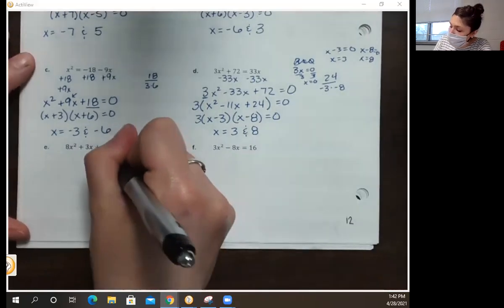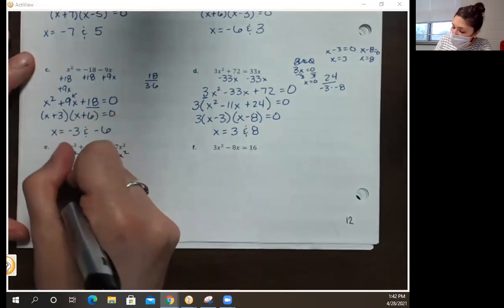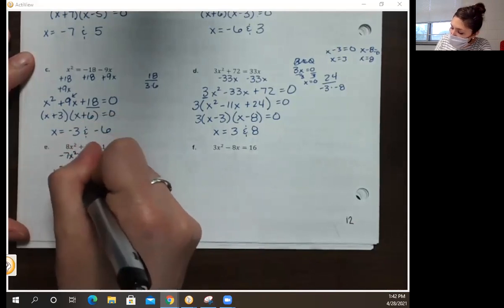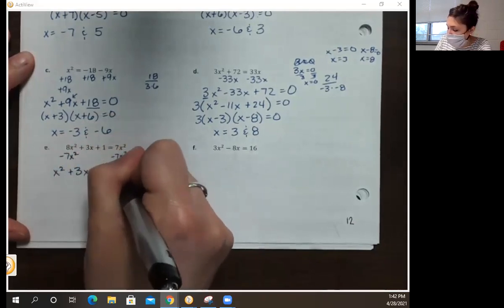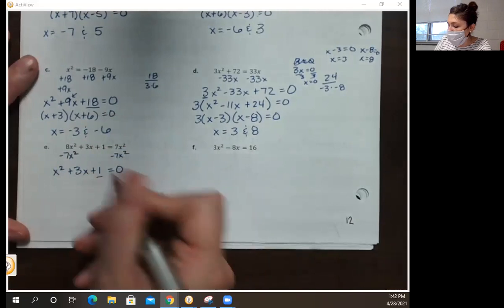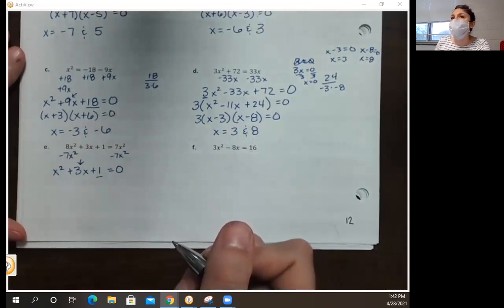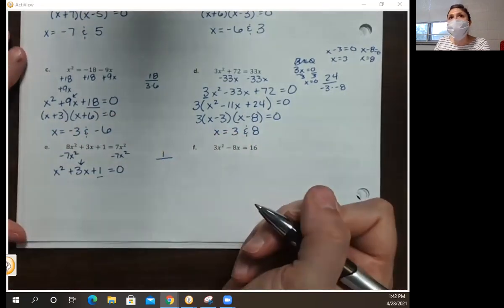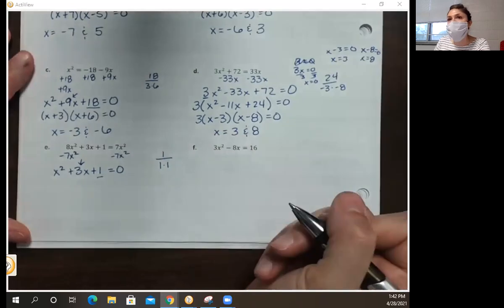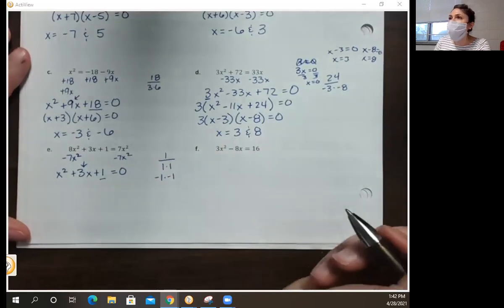Move everything to one side. So I'm going to move this 7x squared over. This would give me x squared plus 3x plus 1 equals 0. And now I want factors of 1 that add to 3. Factors of 1 that add to 3. So to get 1, that could be 1 times 1 or -1 times -1. Do either of those options add to 3?